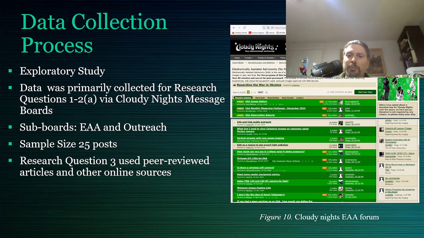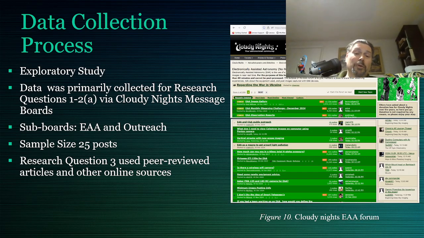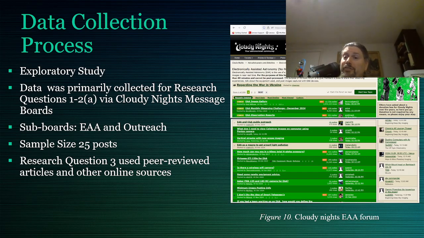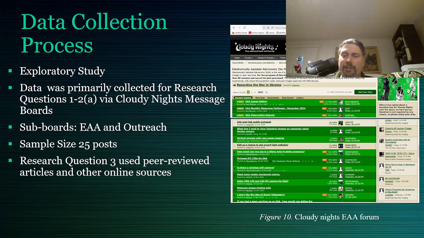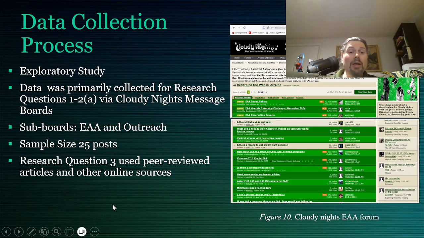Sample size, since it's exploratory, is 25 posts we're getting. We're looking back from 2015 to present, generally. This technology goes back further than that, but we want to stay kind of current with the information as much as possible. Research question 3 uses a combination of peer-reviewed articles and some online sources. That's a little separate, so we won't use Cloudy Nights for that one.